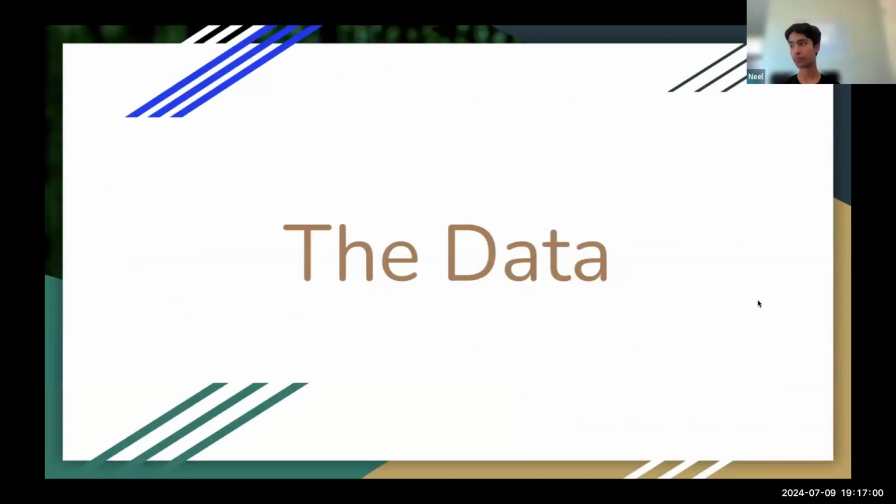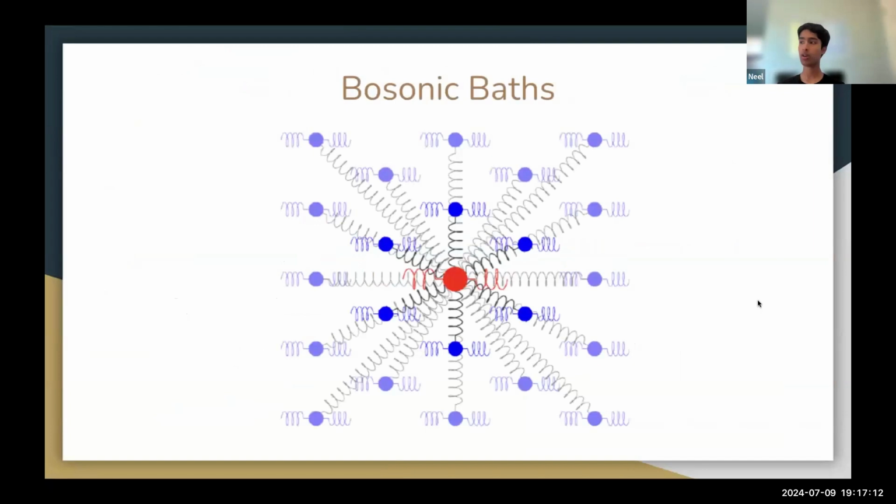Now, the data. In order to collect data to train our model, we need to find a way to purposefully inflict error on the surface code. This introduces us to bosonic baths. Bosonic baths are environments of tiny particles called bosons. These could be particles like photons, light particles, or phonons, sound particles.